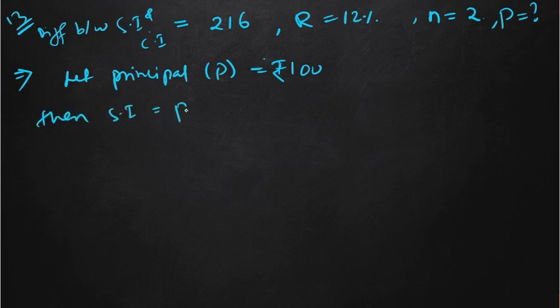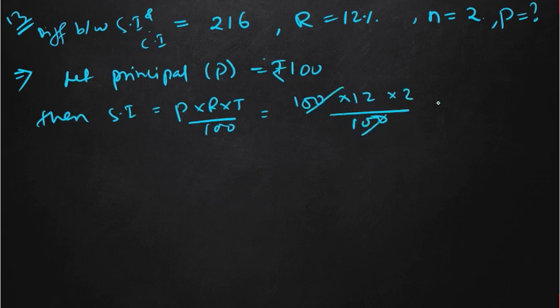So if the principal is 100, what will be the formula for simple interest? Obviously simple interest will be P into R into T divided by 100. So if principal is 100, rate of interest is 12% and time is 2 years, divided by 100, the 100s cancel out. So 12 into 2 is 24. That means when the principal is 100, the simple interest is rupees 24.